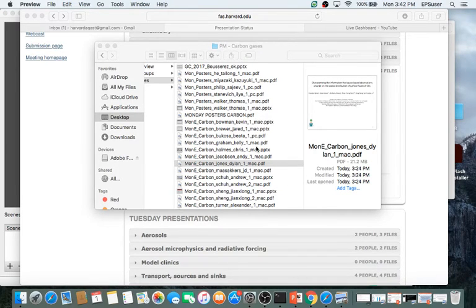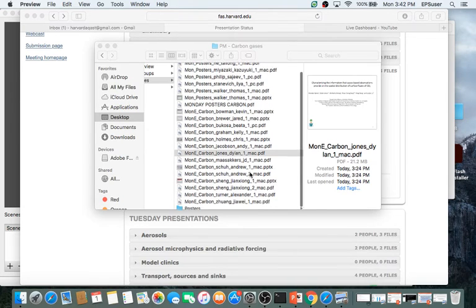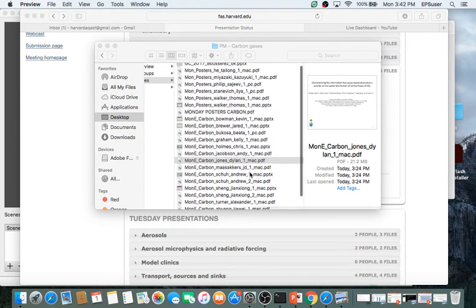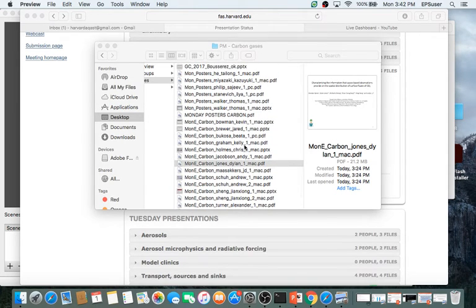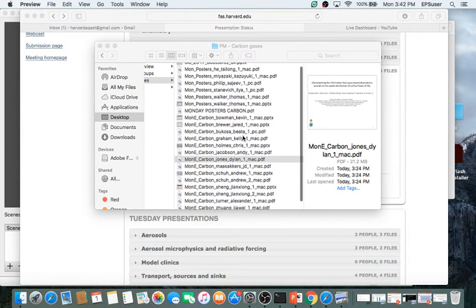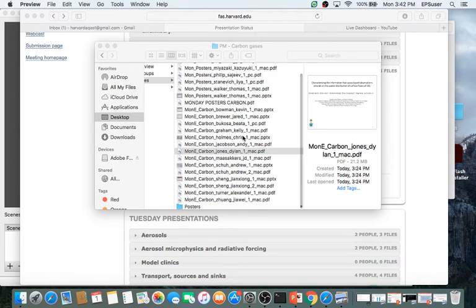So this is the afternoon carbon gases session, and we're going to start with Kevin, who's going to start us off with talking about carbon cycle and climate variability.